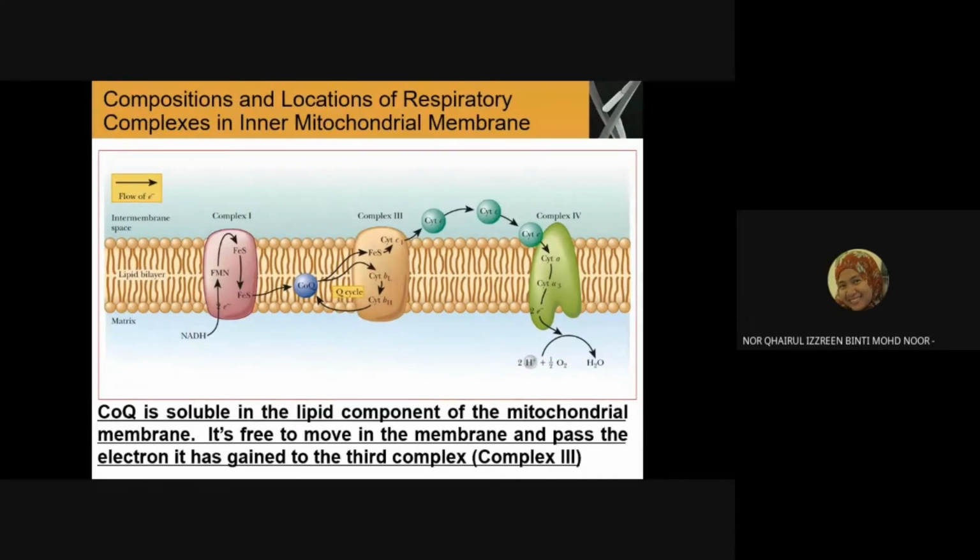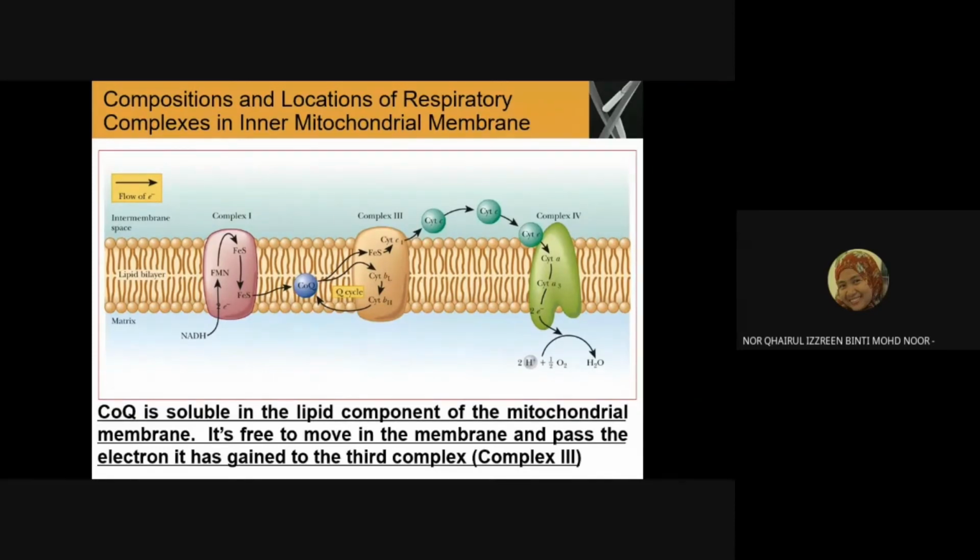Can you understand this part? This part is quite tricky. So this is what we call the Q cycle. What I mentioned is, this is the Q cycle. It exists in 3 forms. It can exist as ubiquinone Q, as ubiquinol QH2, as well as semiquinone QH negative, which is a radical ion.